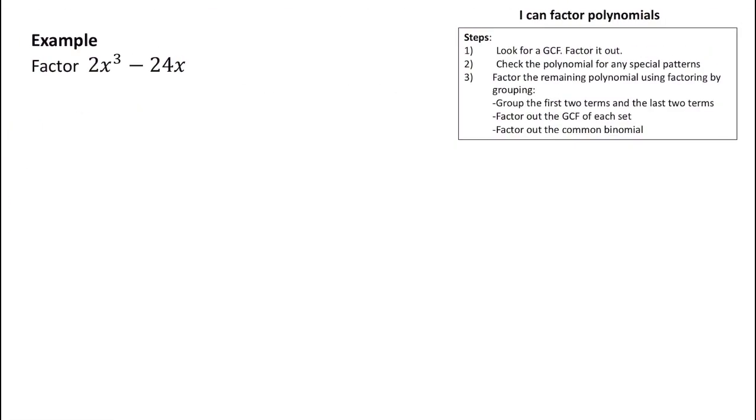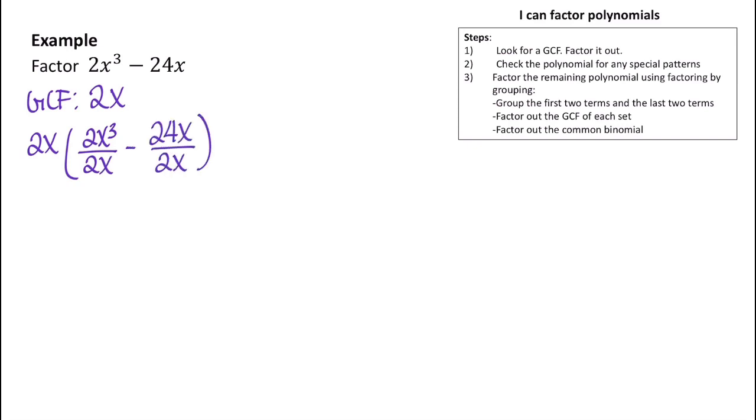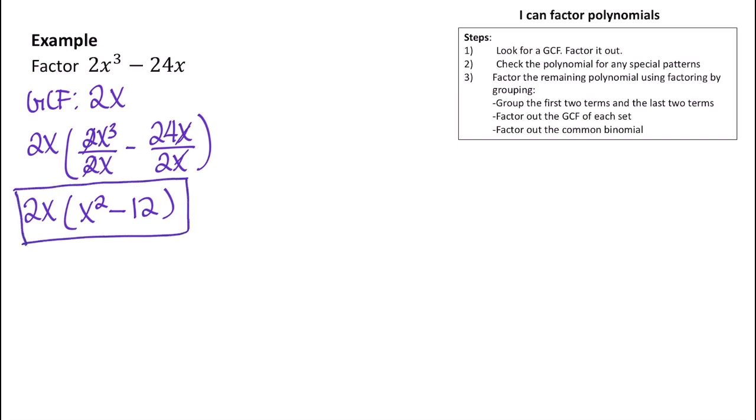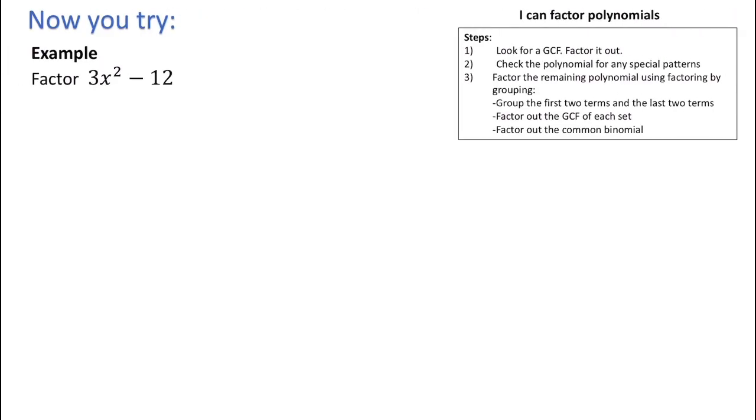So let's try factoring 2x cubed minus 24x. The GCF is going to be 2x, so we factor 2x out of both terms. We have 2x cubed over 2x minus 24x over 2x. So we have 2x times, the 2 and 2 cancel, and x cubed over x is x squared, minus 24 over 2 is 12, and the x and x cancel. And so x squared minus 12 can't factor, so we're just going to leave that as the factored form of our expression. So now you can go ahead and pause the video and try factoring this expression on your own.